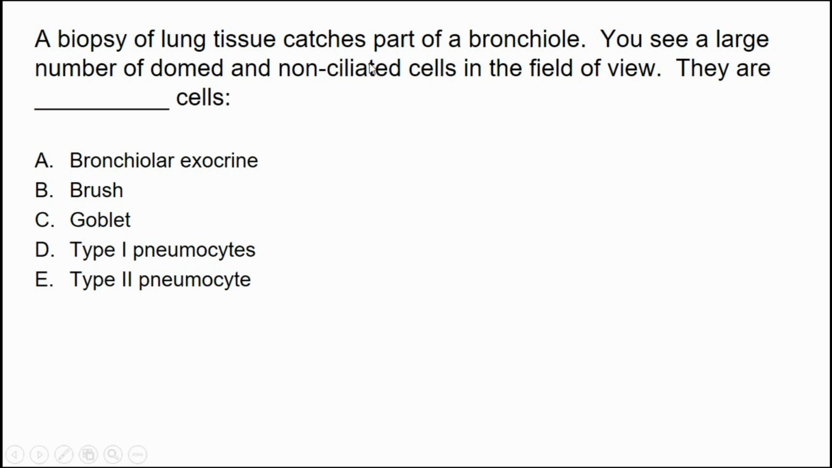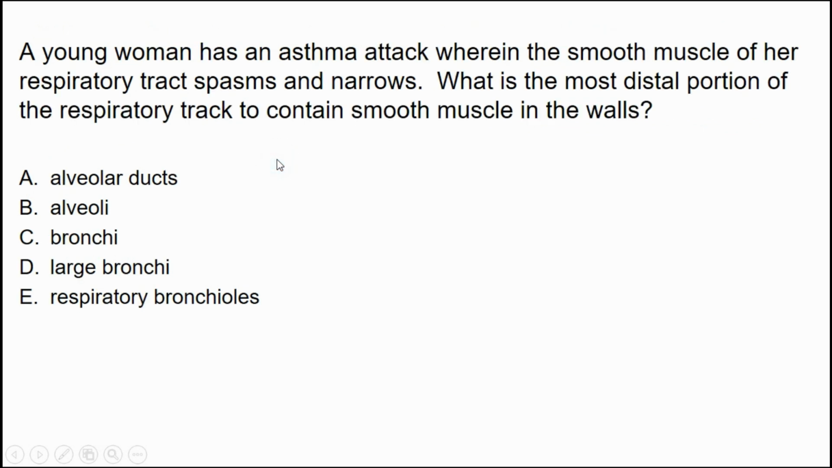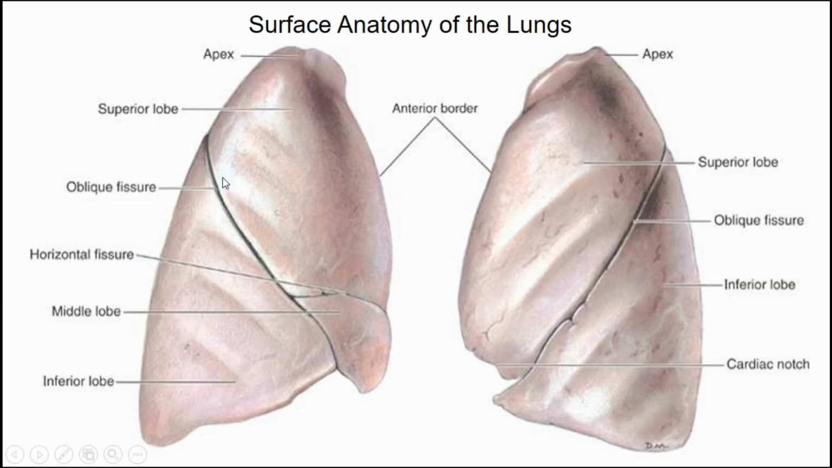And these domed non-ciliated cells are the bronchiolar exocrine cells. A. Next question. Alright, the most distal portion of the respiratory tract that contains smooth muscle are the alveolar ducts, also A.